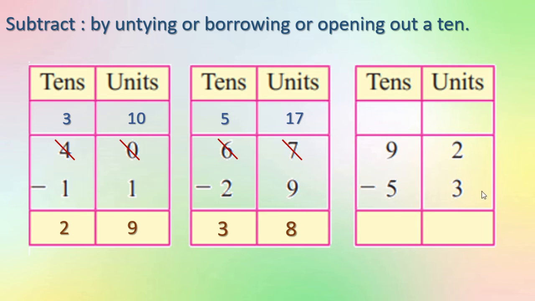Here 2 is smaller than 3. So it borrows from 9 and 9 becomes 8. And here 2 becomes 12. Am I right? 12 minus 3 is possible. So 12 minus 3 is 9. And 8 minus 5 is 3. Right? Like this only you have to complete the rest of the sums.